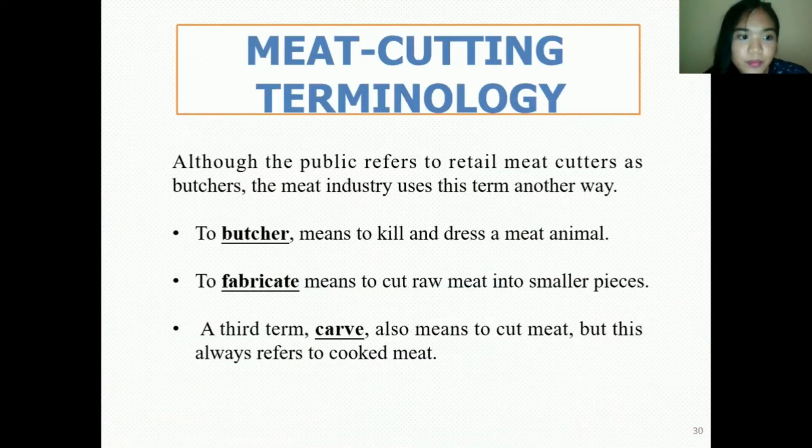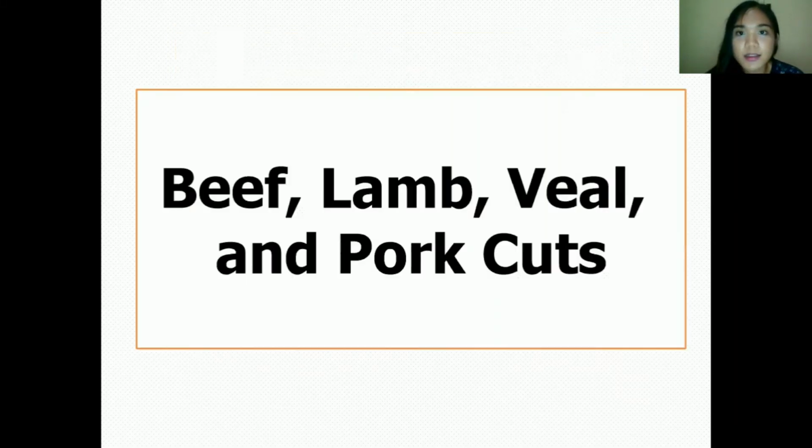So in meat cutting terminology, although the public refers to retail meat cutters as butchers, the meat industry uses this term another way. These terms are butcher, fabricate, and carve. Butcher means to kill and dress a meat animal. Fabricate means to cut raw meat into smaller pieces. And the third term, carve, also means to cut meat, but this always refers to cooked meat.